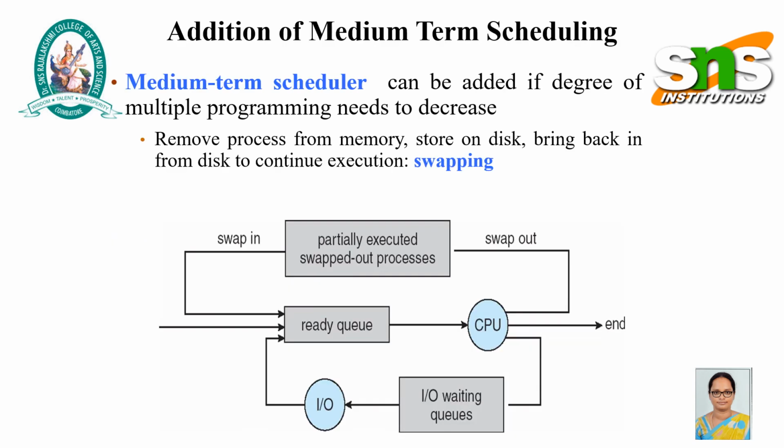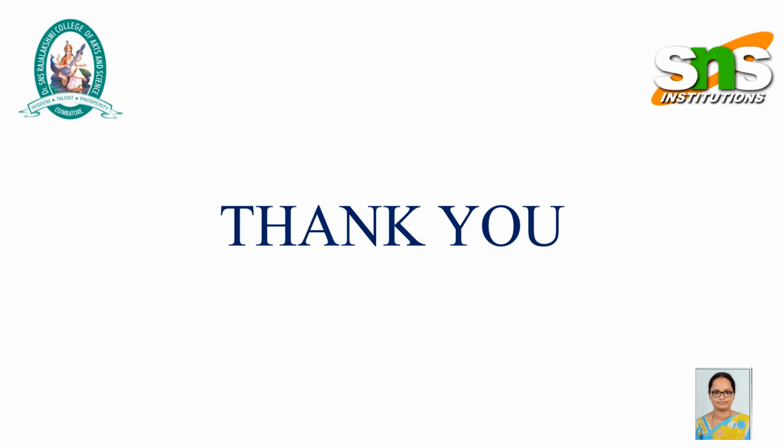A medium-term scheduler can be added if the degree of multiprogramming needs to decrease. It removes a process from memory, stores it on disk, and brings it back from disk to continue execution. So by using the swapping concept, we perform this.